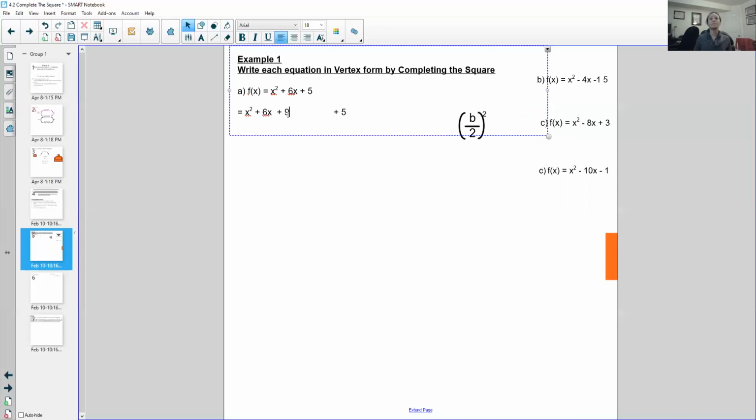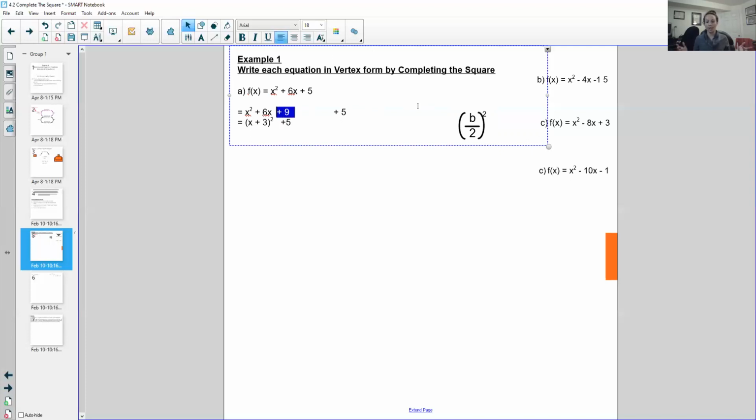So if I add in this plus 9, this trinomial is a perfect square trinomial, which means I could actually write it as x plus 3 all squared, right? So cool. This is ideally where I want to go, but I can't just magically add in a plus 9.